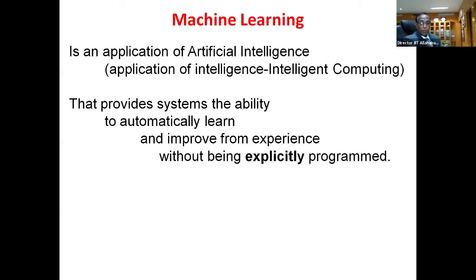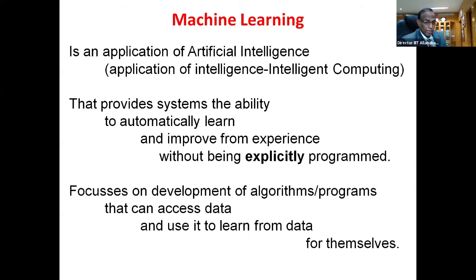But naturally, we speak about one domain at a time when it comes to machine learning or when it comes to machine intelligence, artificial intelligence. So it focuses on the development of algorithms and programs that can access data pertaining to one domain and use it to learn from data. So you have a large amount of data and use it to learn from data for themselves. That is what human beings would do.